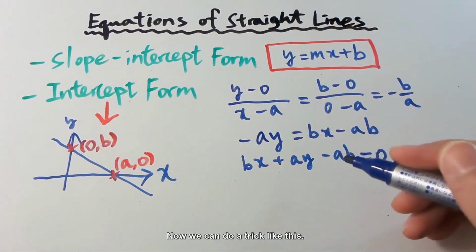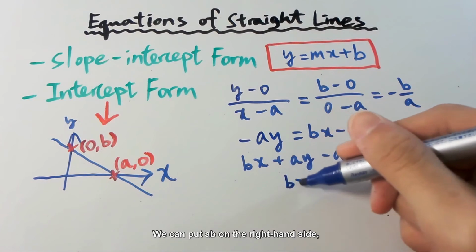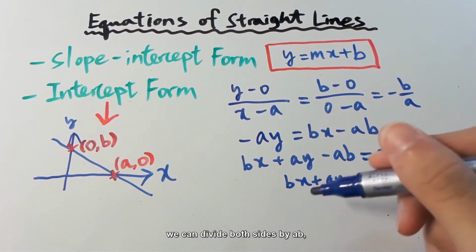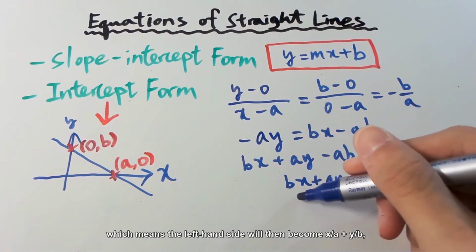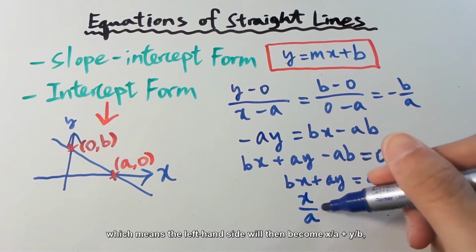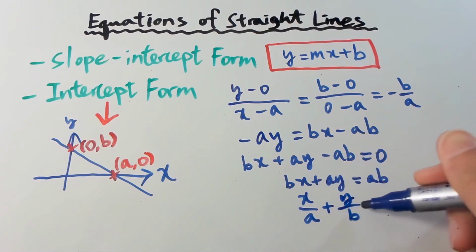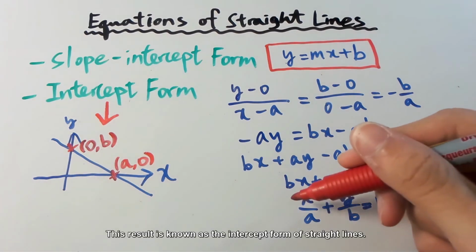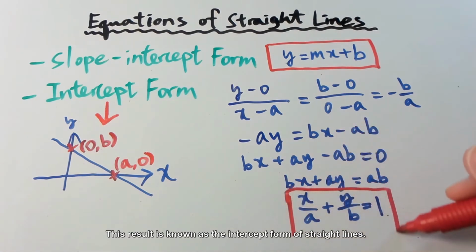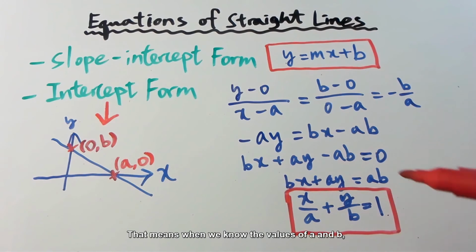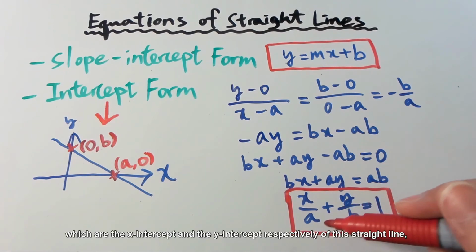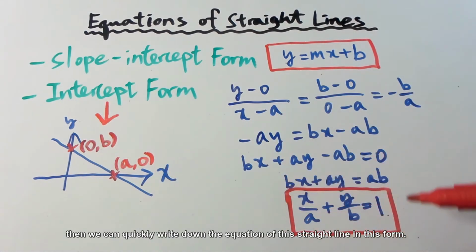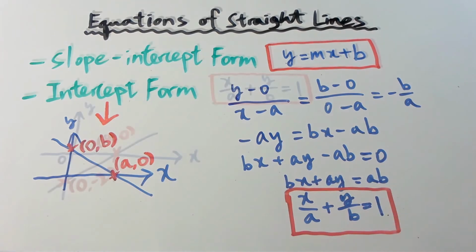Now we can do a trick like this. We can put ab on the right hand side. And after that we can divide both sides by ab, which means the left hand side will then become x over a plus y over b, and the right hand side will simply be 1. This result is known as the intercept form of straight lines. That means when we know the values of a and b, which are the x-intercept and the y-intercept respectively, of this straight line, then we can quickly write down the equation of this straight line in this form.